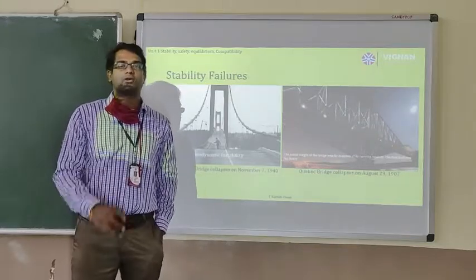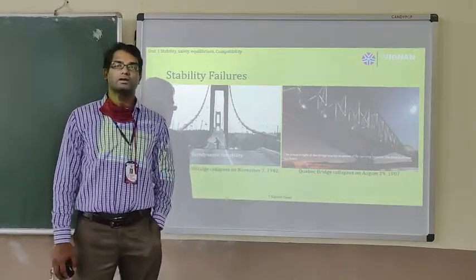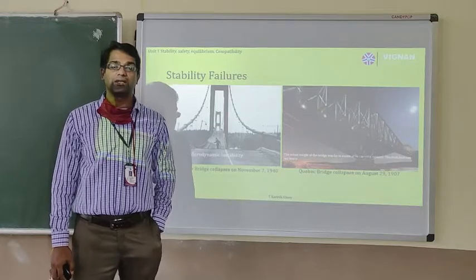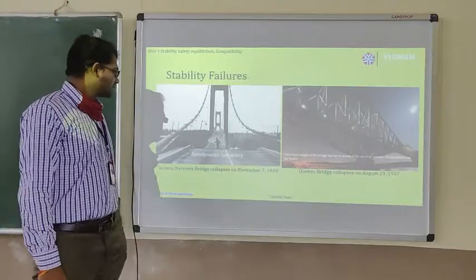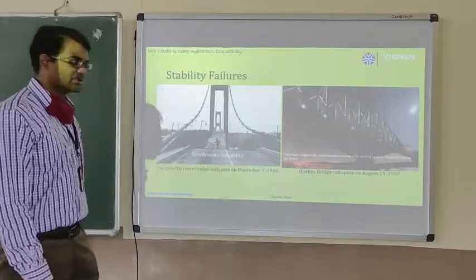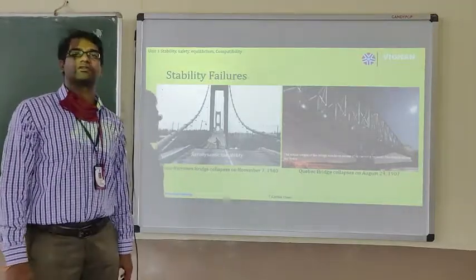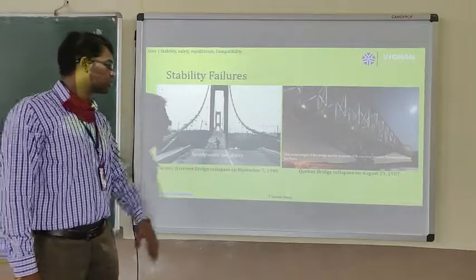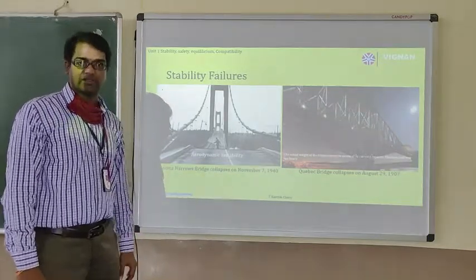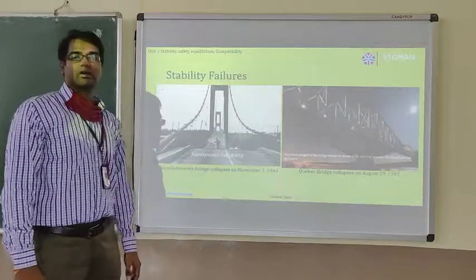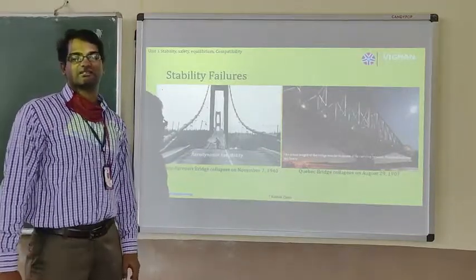So we have learned about equilibrium, we have learned about stability. Now what happens if your structure is not stable, right? There is a bridge which was constructed in the US, which connects from San Francisco. It was constructed, and on November 7, 1940, it failed due to aerodynamic instability.